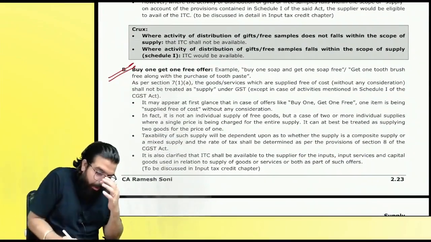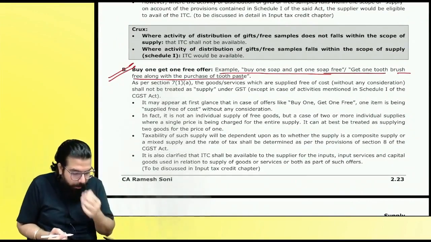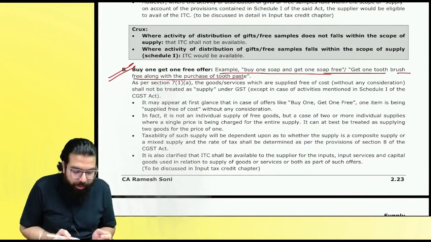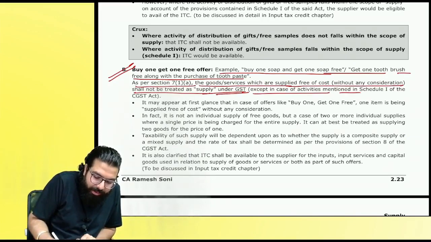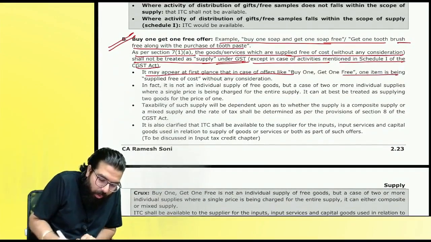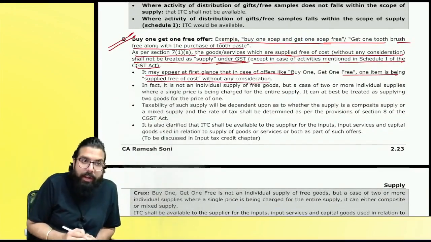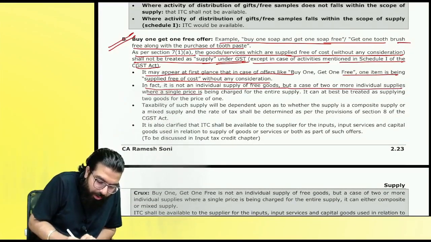It's selling buy one soap and get one soap, or buy one toothbrush along with the toothpaste. Section 7(1)(a): the goods and services which are supplied free of cost shall not be treated as supply under GST except in the activities mentioned in Schedule 1. It may appear at first glance that the buy one get one item is being supplied free of cost without any consideration. In fact, it is not individual supply of a free good, but a case of two individual supplies for a single price being charged for the entire supply.